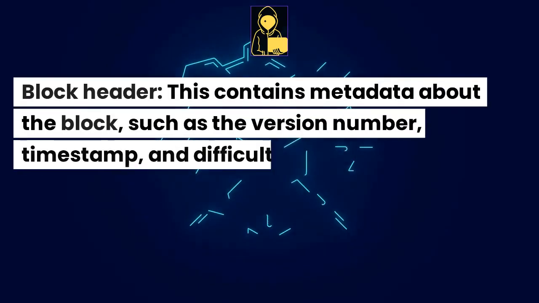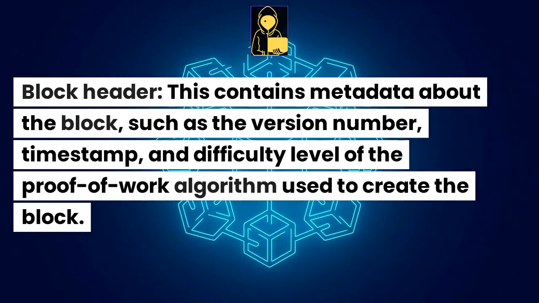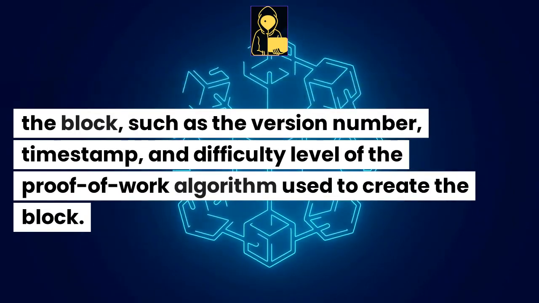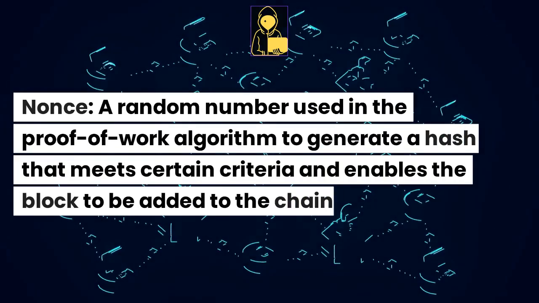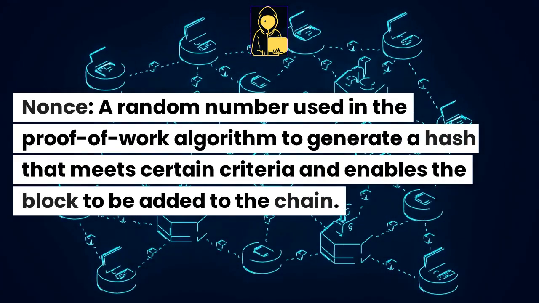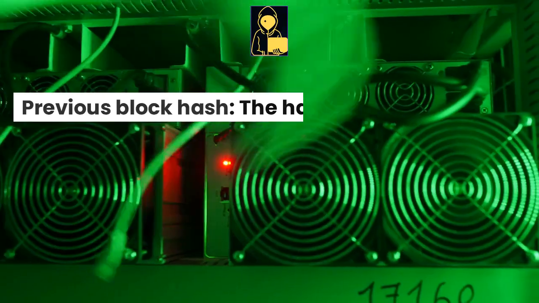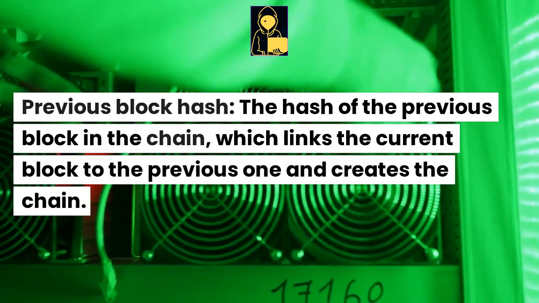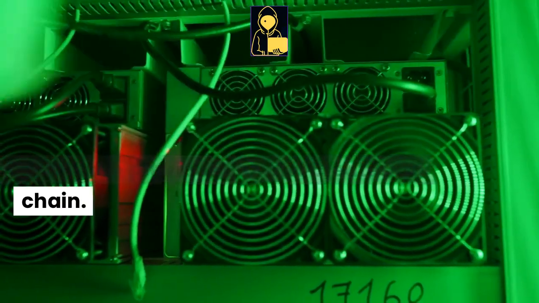Block header. This contains metadata about the block, such as the version number, timestamp, and difficulty level of the proof-of-work algorithm used to create the block. Nonce. A random number used in the proof-of-work algorithm to generate a hash that meets certain criteria and enables the block to be added to the chain. Previous block hash. The hash of the previous block in the chain, which links the current block to the previous one and creates the chain.